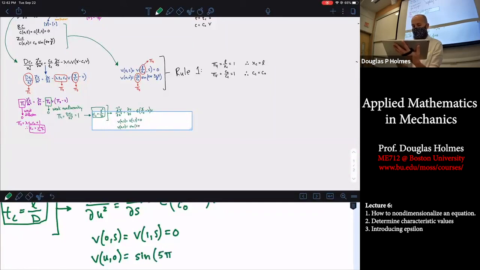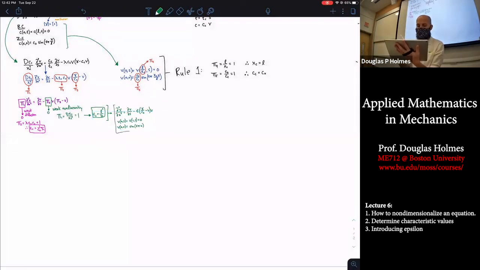Remember, all the terms that maybe we had before, they're disappearing. They're disappearing because we set them equal to 1. We explicitly set them equal to 1. So now here is the system of equations I would solve for the weakly nonlinear reaction diffusion equation.